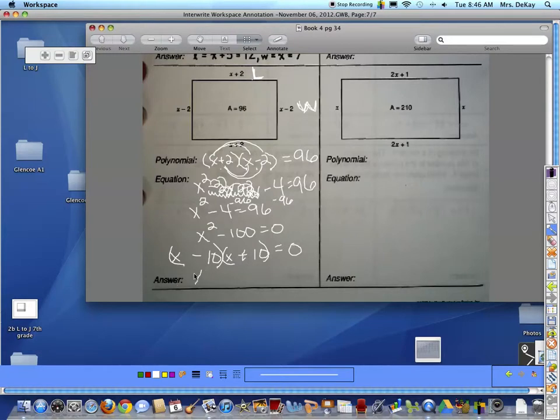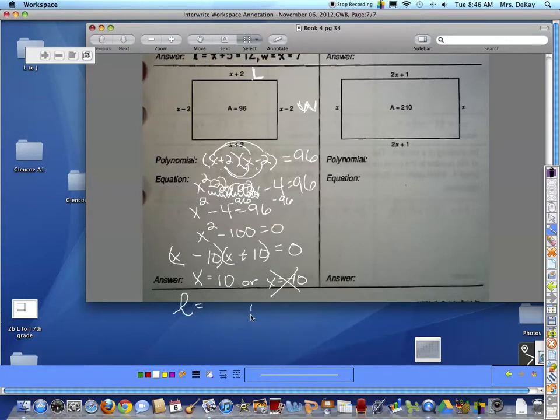So what can x equal? 10, or x can equal negative 10. So which one makes sense in this problem, or do both of them make sense? We can't have a negative. I can't have a length be negative no matter what. So it has to be x equals 10. So it can't be this one.